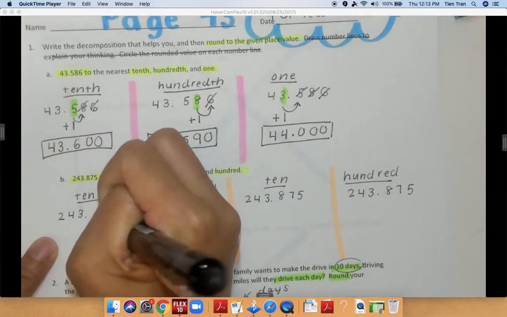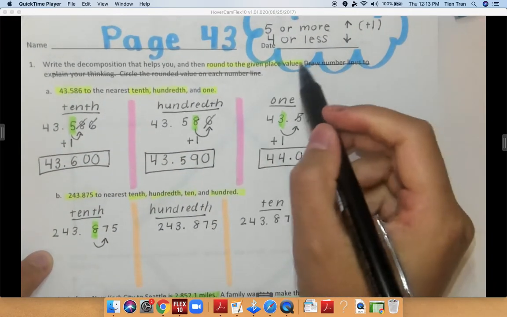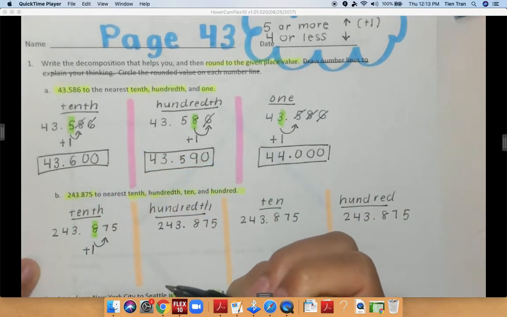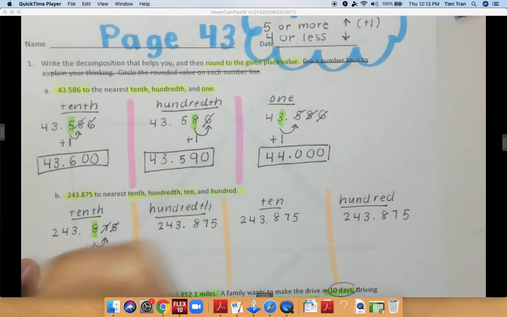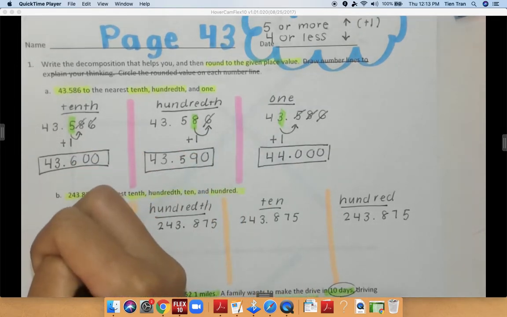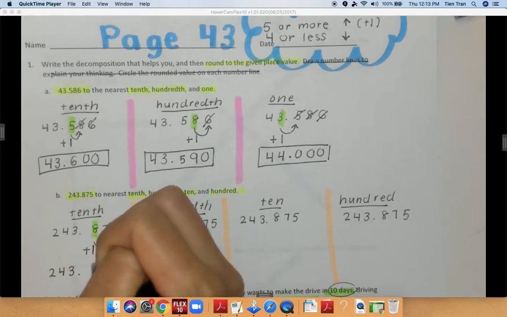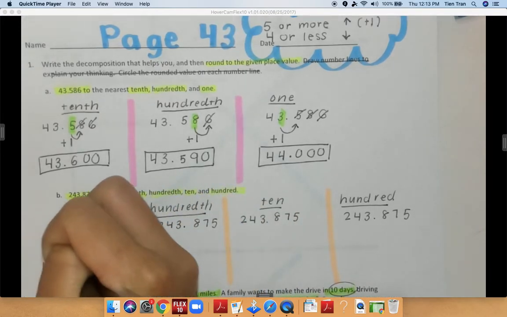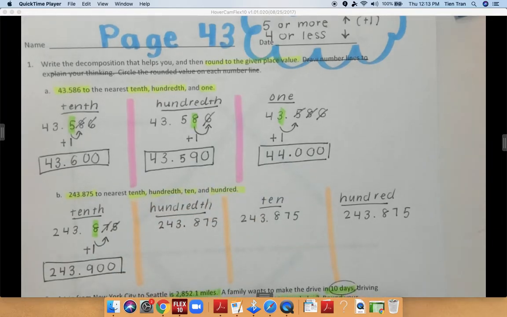Okay, I'm going to look at my number next door. So 5 or more, I'm going to add 1. In this case, it is 5 or more. So I'm going to add 1, and the rest of my numbers change to zeros. So now I have 243 and 9. Okay, so that is my final answer. You can add the zeros, or you don't have to add the zeros.